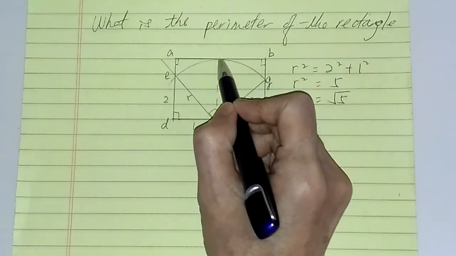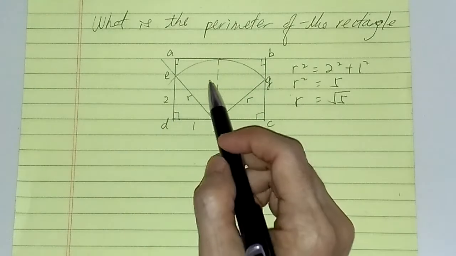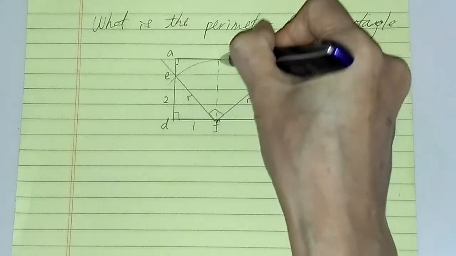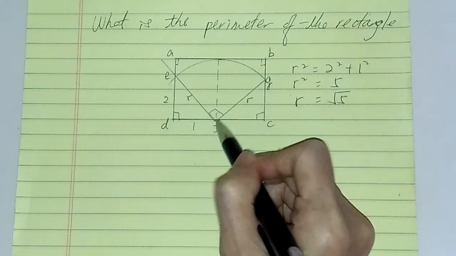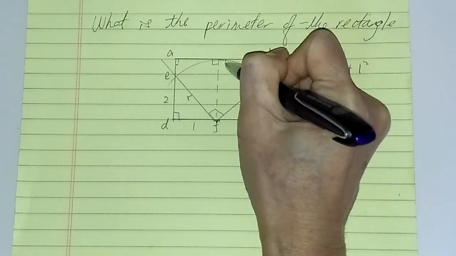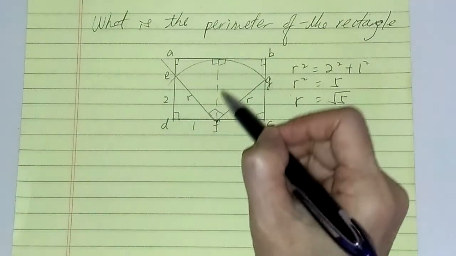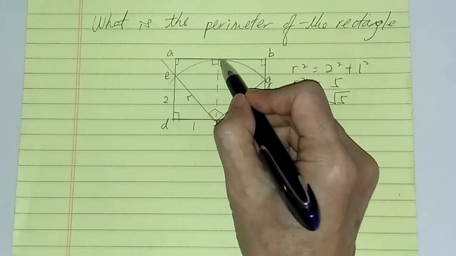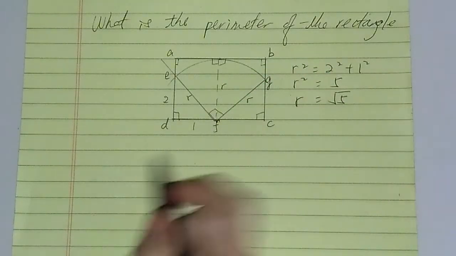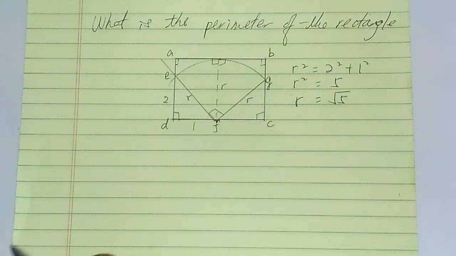Since the arc touches the rectangle at one point, this must be the tangent. And the property of geometry says that if this is a tangent, the line from the tangent point to the center of the circle is always 90 degrees. So from here to this point is also R. It's also a radius.